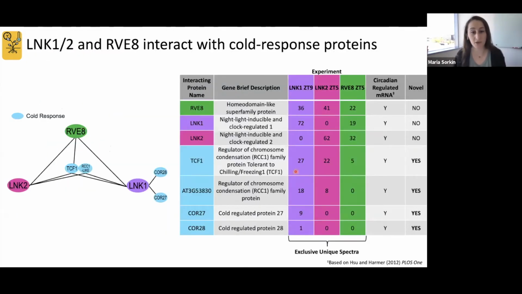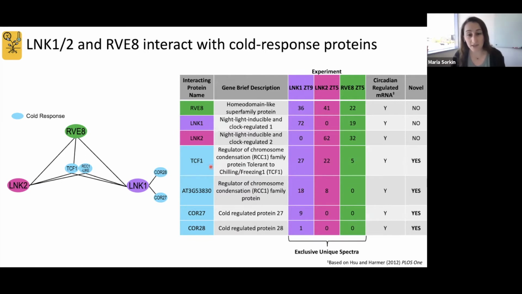Okay, so I'm going to jump into a few things we found in these affinity purifications for these three clock proteins. In this table, the values that you're seeing are exclusive unique spectra, so these are the spectra that were identified in the mass spec for these interacting proteins listed here. This is, of course, a very abbreviated table. I'm just pulling out four of these cold response proteins that we noticed were very high up on our interactor list in terms of exclusive unique spectra.